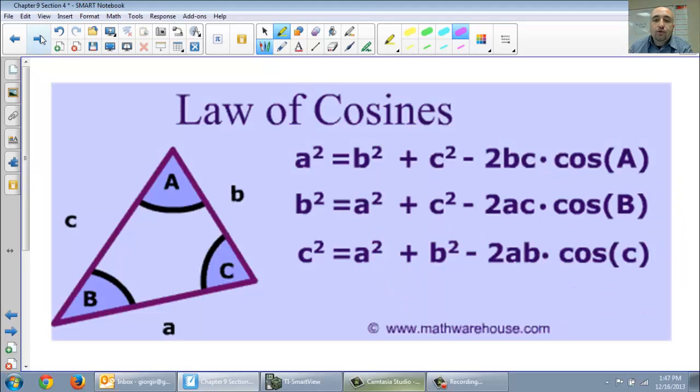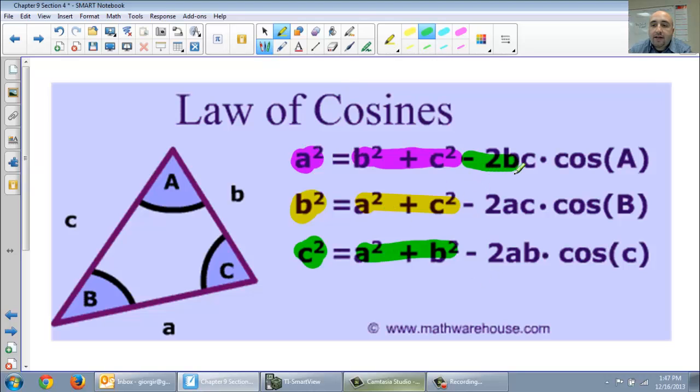So the first slide here shows the three formulas for the law of cosines. They're all the same. They all have a squared, b squared, c squared equals, and then whatever letter's not on the left. This one has a squared on the left and says equals the other two letters, b squared plus c squared. This one says b squared on the left, and on the right, a squared plus c squared. And the third one says c squared on the left, and a squared plus b squared on the right. So as long as you know one, you should know all three of them.